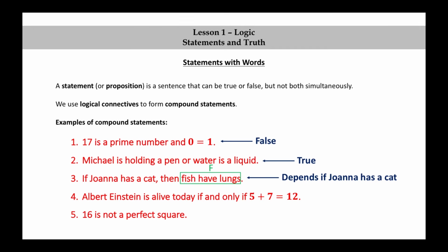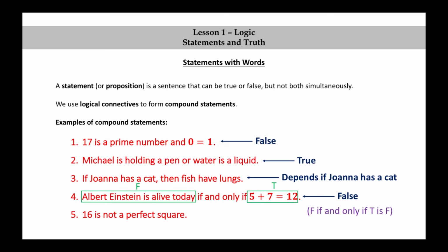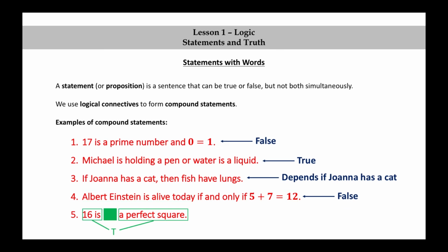In the fourth compound statement, Albert Einstein is alive today is false, and 5 plus 7 equals 12 is true. It follows that the compound statement with the if and only if is false, because false if and only if true is always false. For the last one, 16 is a perfect square is a true statement. It follows that 16 is not a perfect square is a false statement. Not true is always false.